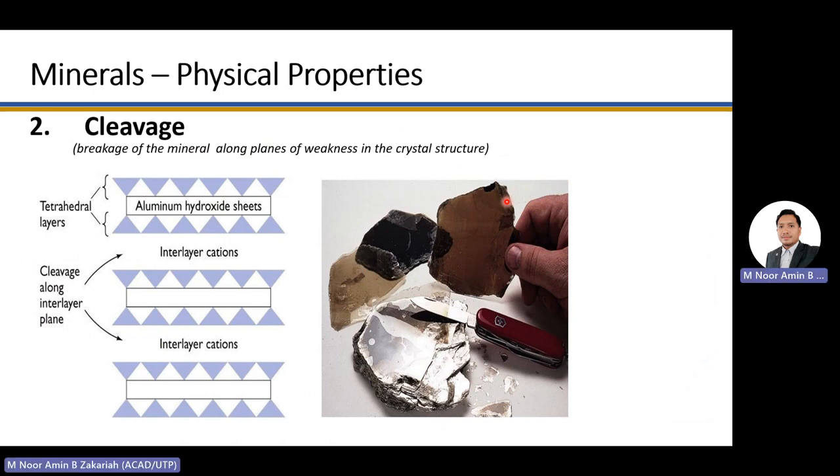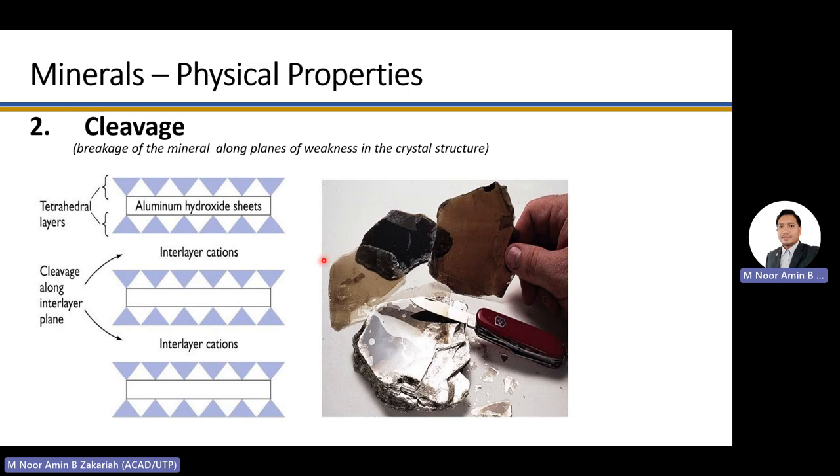And then the second physical property after crystal form or crystal system is cleavage. Cleavage is the tendency of rocks to split along planes of weakness. These planes of weakness are often caused by alignment of mineral grains in the rocks. Cleavage can be used to split rock into thin layers or sheets, which can be used for various purposes, such as making roofing tiles or paving stones.